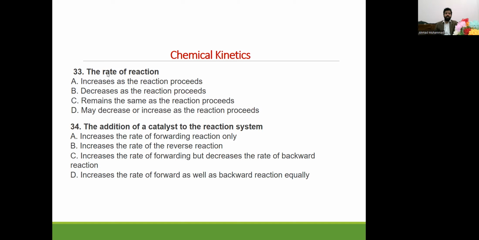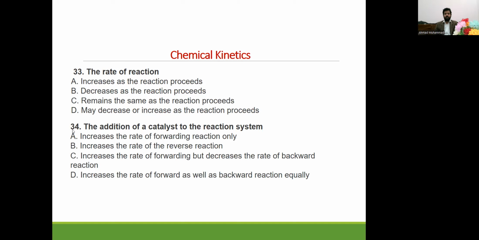Question 33, the rate of reaction: increases as reaction proceeds, B decreases as reaction proceeds, remains the same as the reaction proceeds, may decrease or increase as reaction proceeds. From the four options, the correct option is B, decreases as the reaction proceeds.